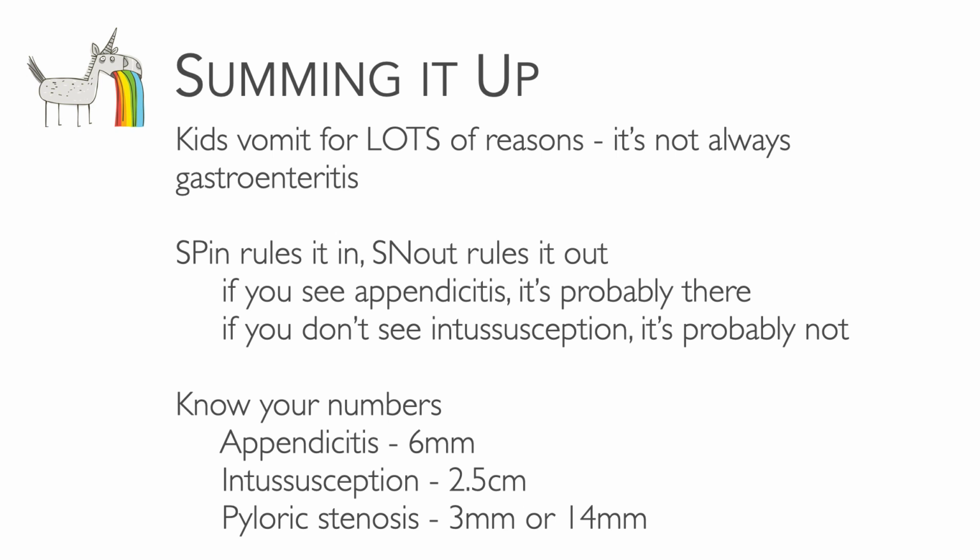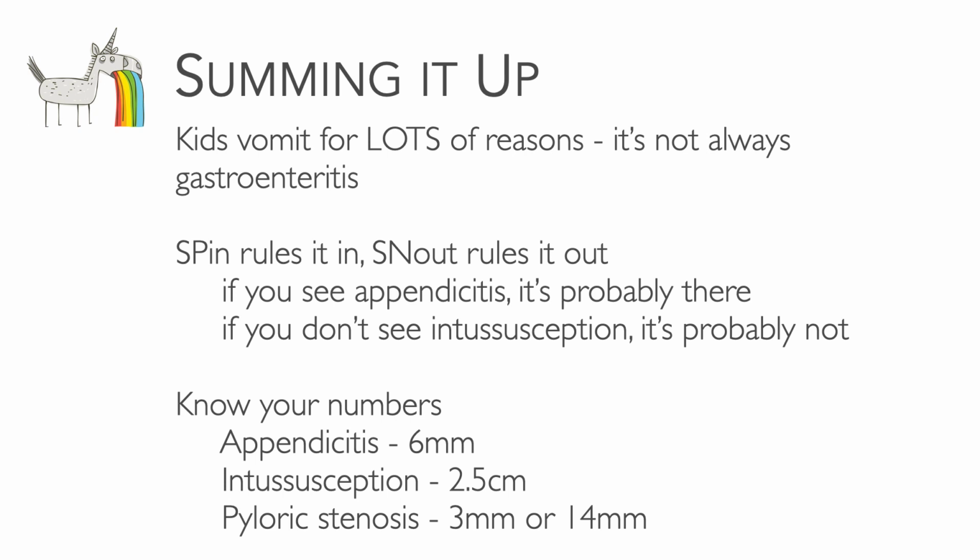So in summary, kids vomit for a lot of different reasons. It's not always going to be a simple gastroenteritis. When you're doing ultrasound studies, remember that spin rules it in and snout rules it out. So if you see appendicitis, the patient probably has appendicitis. And if you don't see intussusception, patient probably doesn't have intussusception.